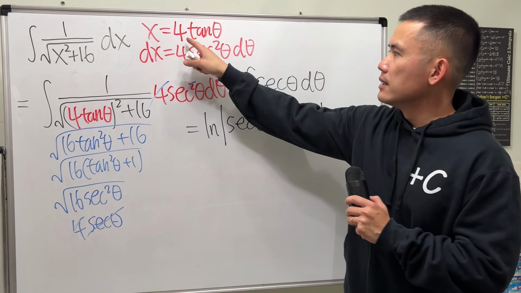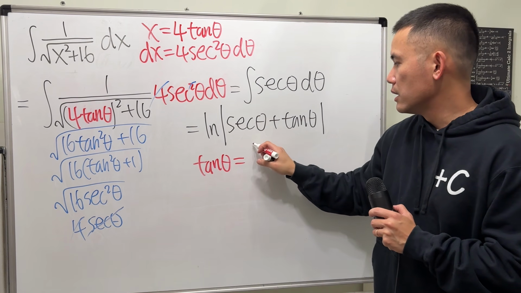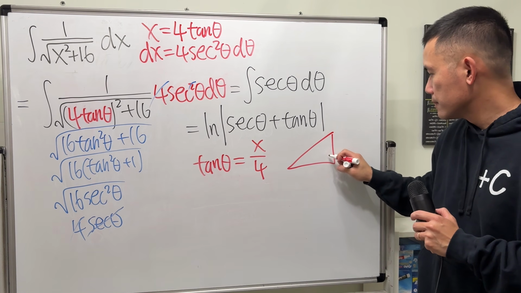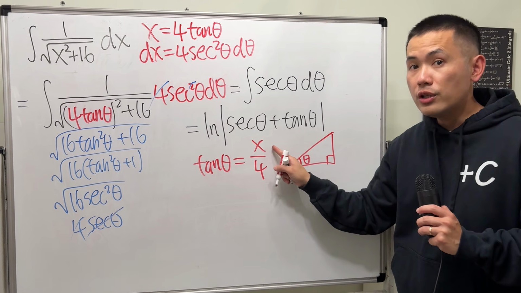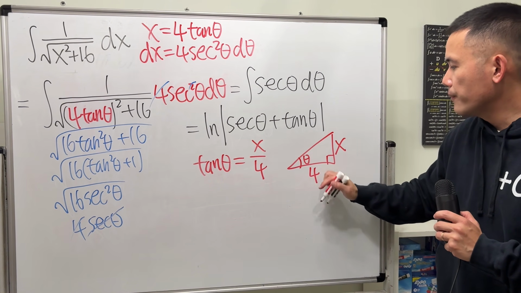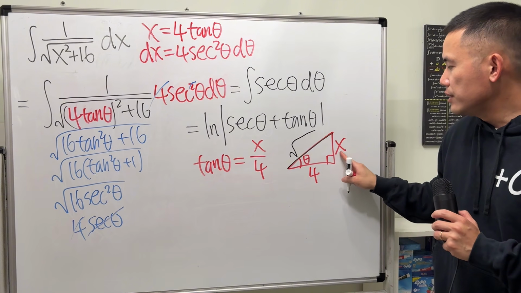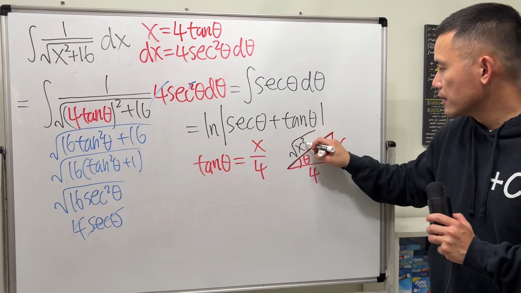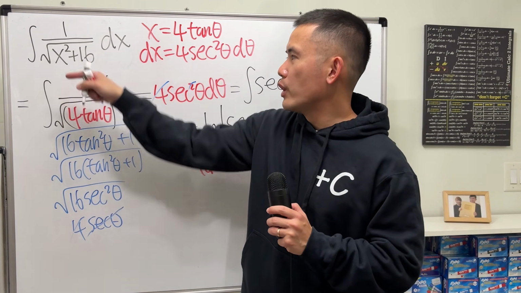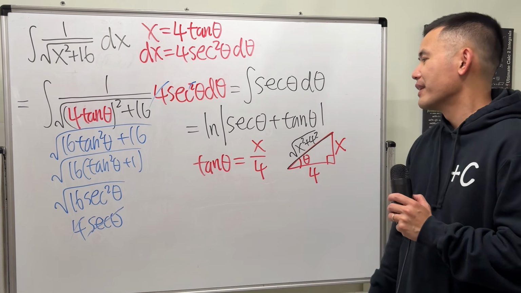From here, divide both sides by 4. We get tangent theta equals x over 4. Then draw a right triangle. Tangent is opposite over adjacent. Label the x here and the 4 here. And for the hypotenuse, you open the square root and you do this squared plus that squared. And that's precisely the original square root expression that we have from the integral. It's always going to be like this.